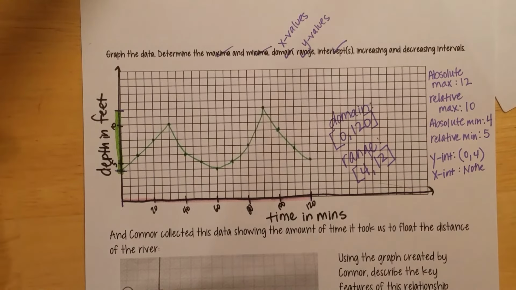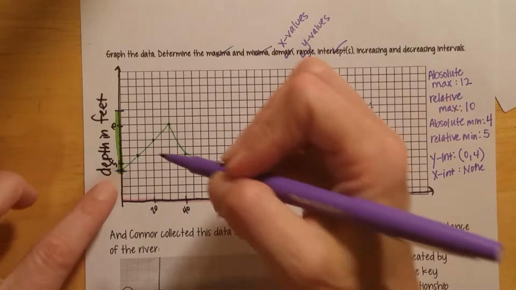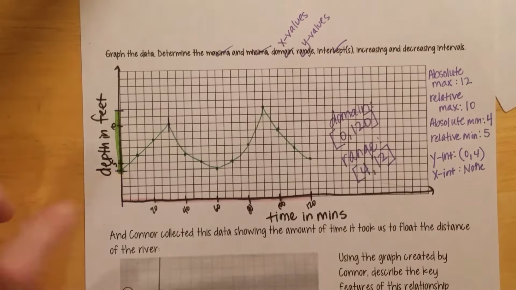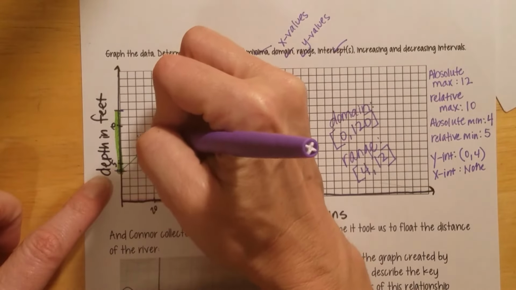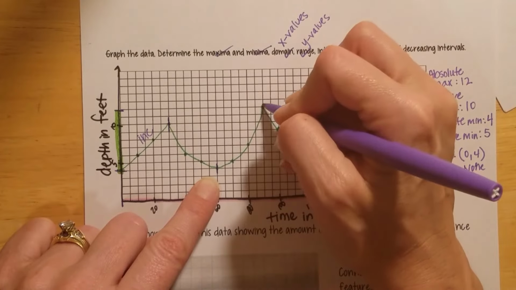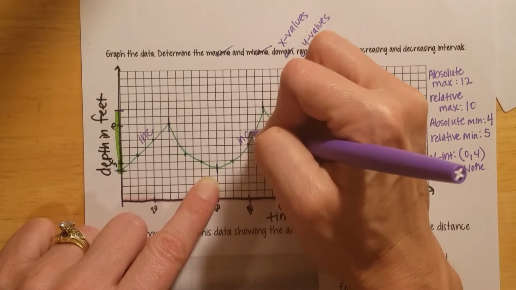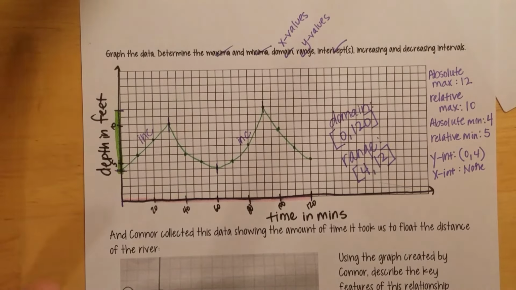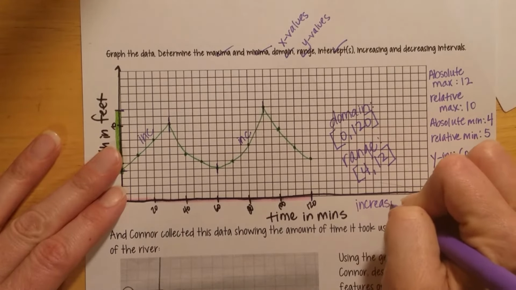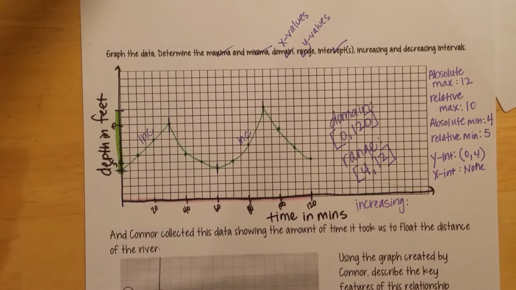Okay. Now my increasing and my decreasing intervals are going to be a little tricky because I have a couple of them. So my graph increases from the beginning to this point right here. That is increasing. It also increases from this point right here to this point right here. That's another increasing. So let's talk about increasing first. I'm going to put increasing down here. I know they're kind of all spread out. I'm sorry about not leaving you guys enough room.